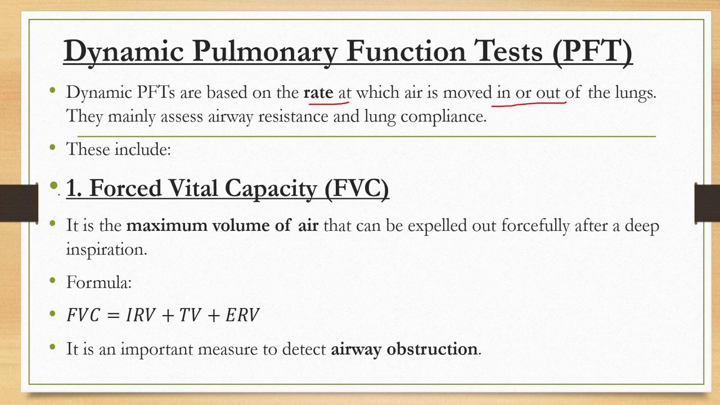These include forced vital capacity. It is the maximum volume of air that can be expelled forcefully after a deep inspiration. Here's the formula: FVC is IRV plus TV plus ERV. It is important to measure and detect airway obstruction.